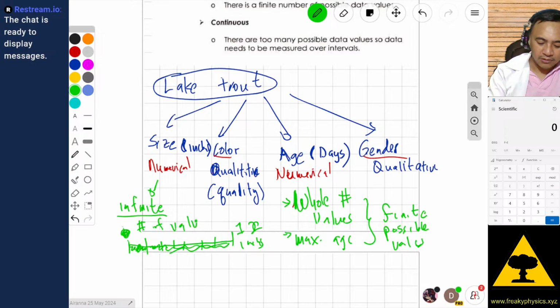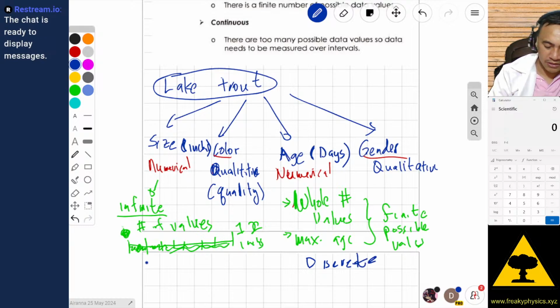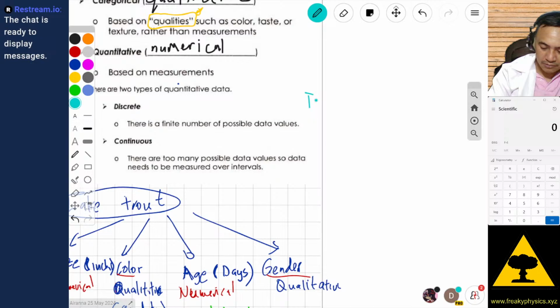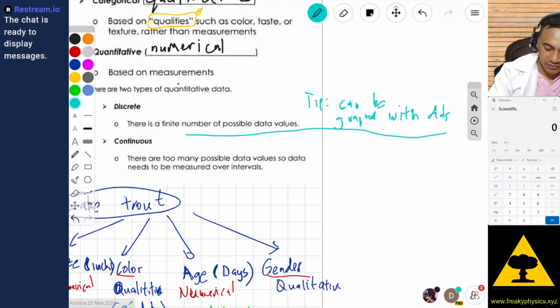And therefore, which one of these would now be discrete and which one would be continuous? So the age in days would be discrete. Age is discrete and size is continuous. So this is discrete, this is continuous. If this can be graphed with dots, okay, discrete values can be graphed with dots.